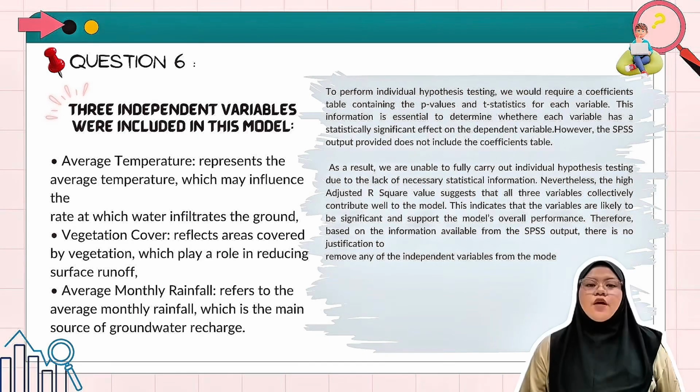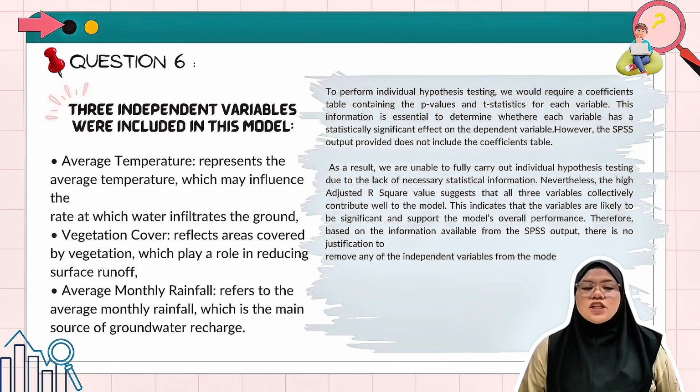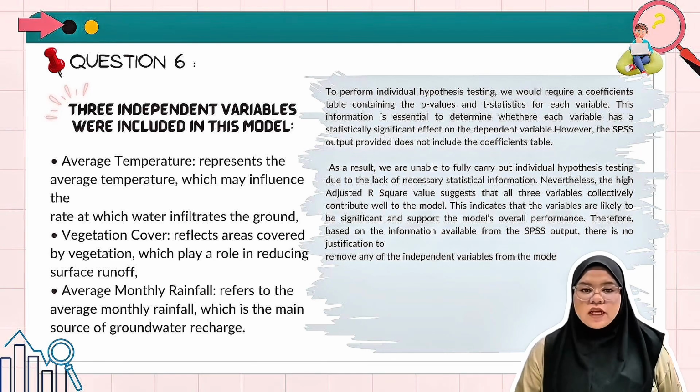To determine whether any of the independent variables in the model can be removed, individual hypothesis testing must be conducted. This is usually done by referring to the coefficient table in the SPSS output, which contains the p-value and t-statistic for each independent variable. The null hypothesis states that the regression coefficient of a given variable is 0, meaning that variable has no significant effect on the dependent variable. If the p-value is less than the significance level, the null hypothesis is rejected and the variable is considered significant. However, the SPSS output does not include the coefficient table, and therefore the p-value and t-statistic cannot be obtained.